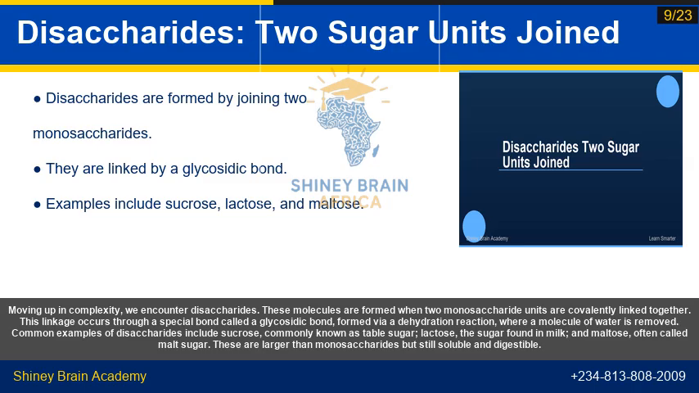Moving up in complexity, we encounter disaccharides. These molecules are formed when 2 monosaccharide units are covalently linked together. This linkage occurs through a special bond called a glycosidic bond, formed via a dehydration reaction, where a molecule of water is removed. Common examples of disaccharides include sucrose, commonly known as table sugar, lactose, the sugar found in milk, and maltose, often called malt sugar. These are larger than monosaccharides but still soluble and digestible.